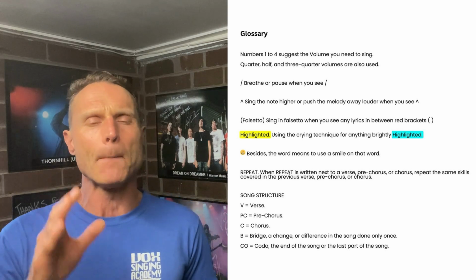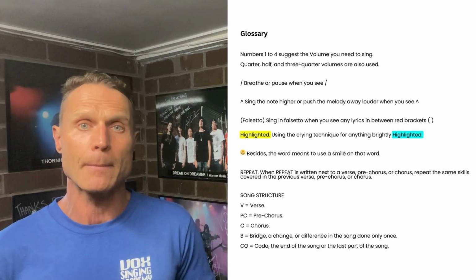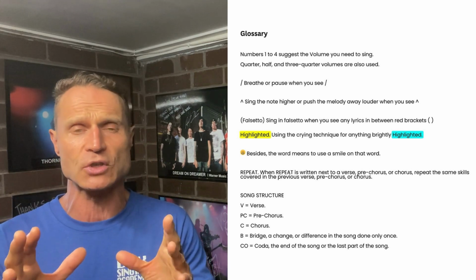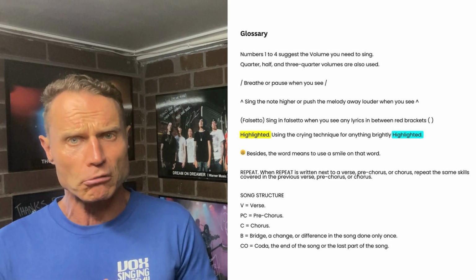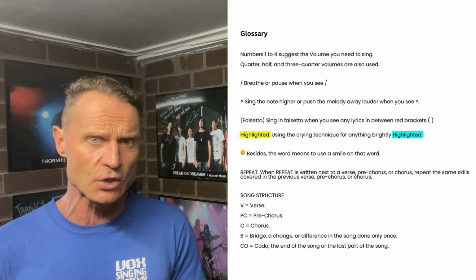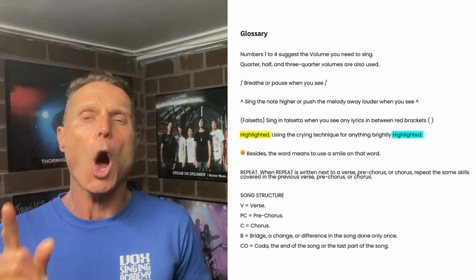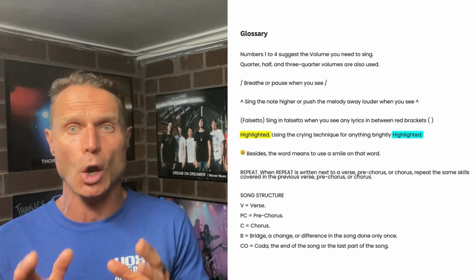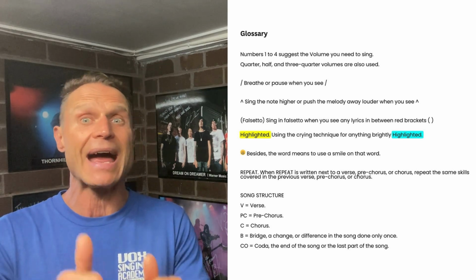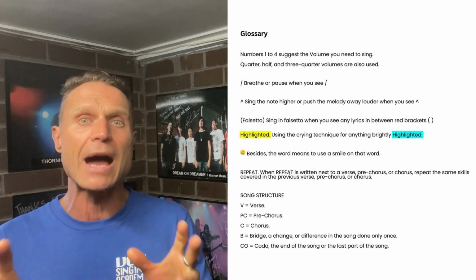If you are seeing B written next to a line, that means we are starting the bridge of the song. Now, a bridge is generally something different in the song, generally 8 bars. And if you are seeing CO written next to a line, that means coda. That means we are at the end of the song, or we're about to finish.